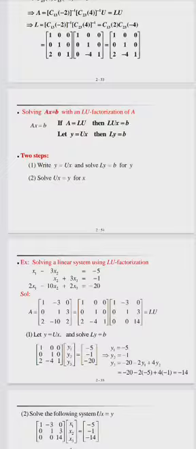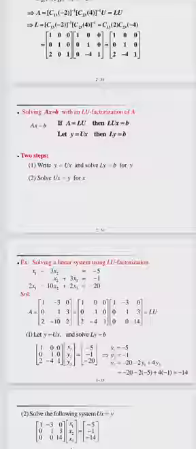Solving AX = B with an LU factorization of A. If A = LU, then LUX = B. Multiplying A = LU by X, AX = LUX, and since AX is B, LUX = B. Let Y = UX. Applying this to the previous line, L times UX gives LY = B.